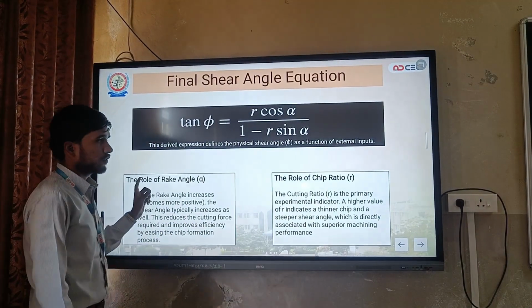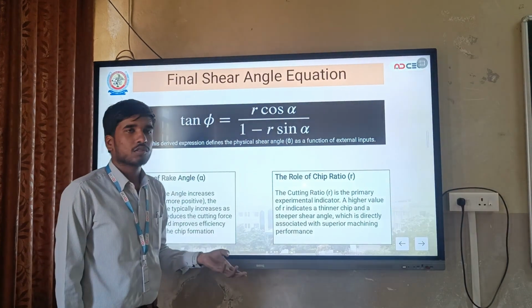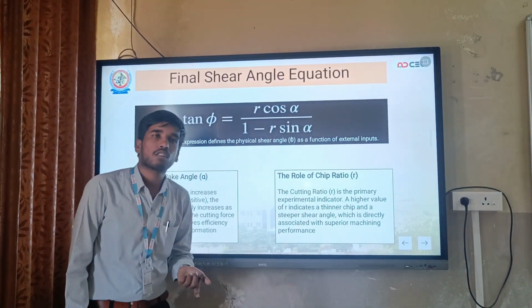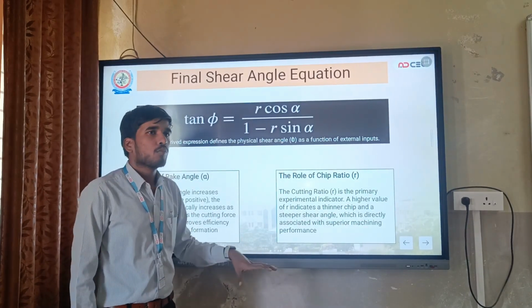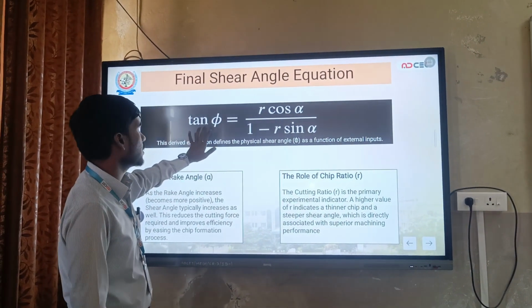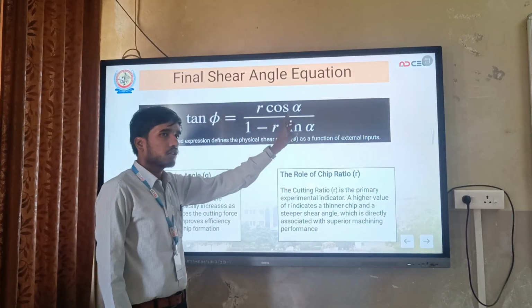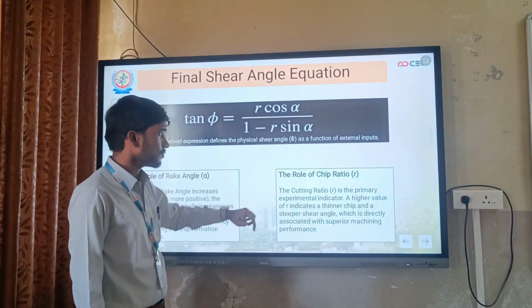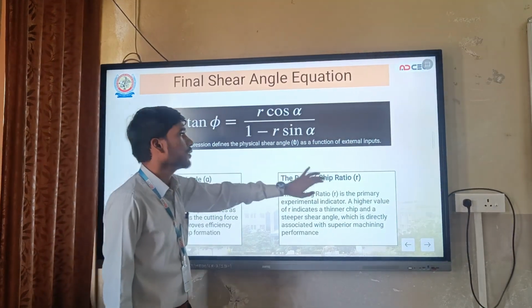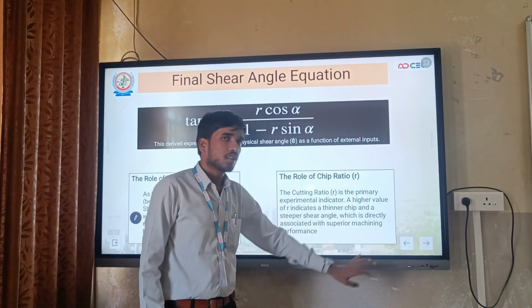After that, we apply the cos(A minus B) formula, which is cos A cos B plus sin A sin B. If we rearrange all the terms, we get the final equation: tan phi is equal to r cos alpha divided by 1 minus r sin alpha. The derivation shows that the physical shear angle is a function of the external inputs.